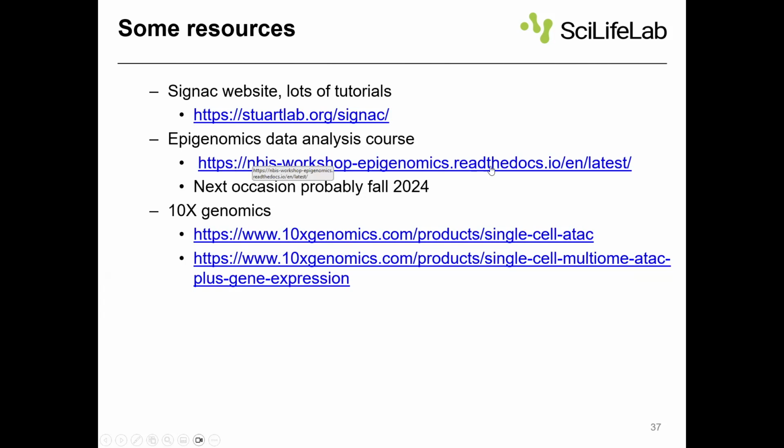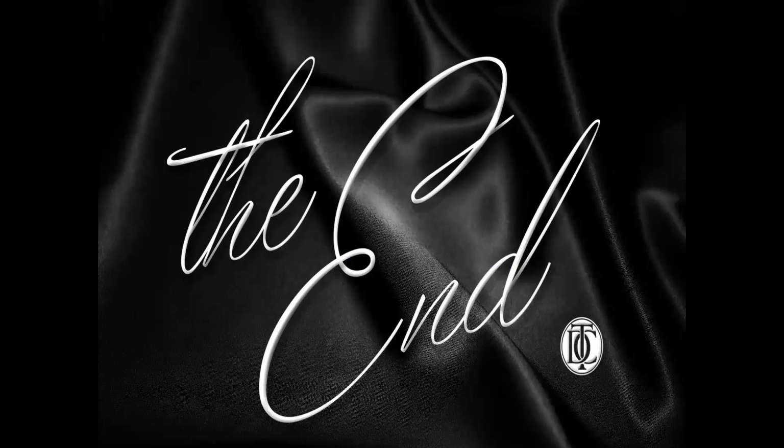It's quite useful material if you're interested in this. Even if you're not going to take the course, you can look at the slides, look at the labs. And then, 10x Genomics, if you're interested in their method, it has a lot of detail of how all these different analysis steps work. Yeah, and with that, I'm done, and there's still some time left.